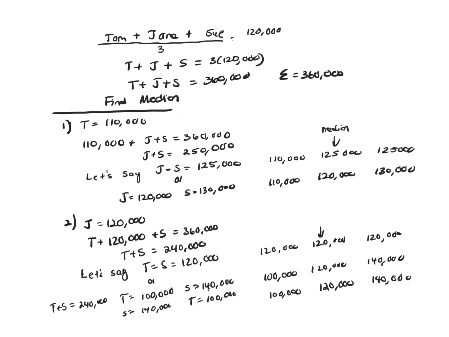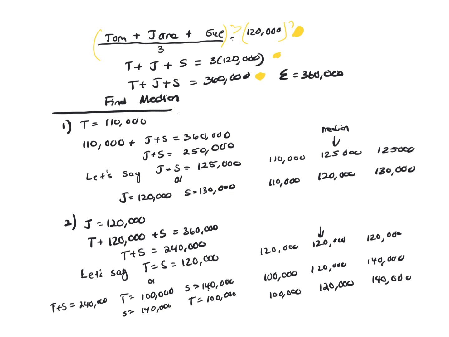So Tom, Jane, and Sue each purchased a new house, and the average of the three houses is 120,000. Here at the very top, I'm going to use yellow to highlight. I summed the three totals, Tom, Jane, and Sue, divided by 3, and that gave me 120,000. That was the average. Then I cleared my fractions by multiplying both sides by 3, and I get T plus J plus S equals 3 times 120, which equals $360,000.